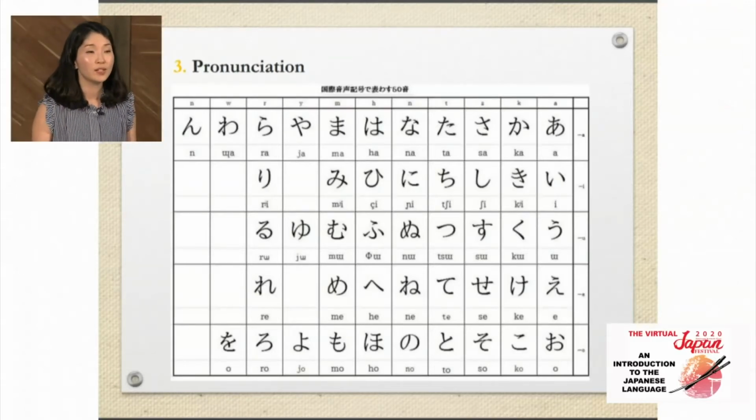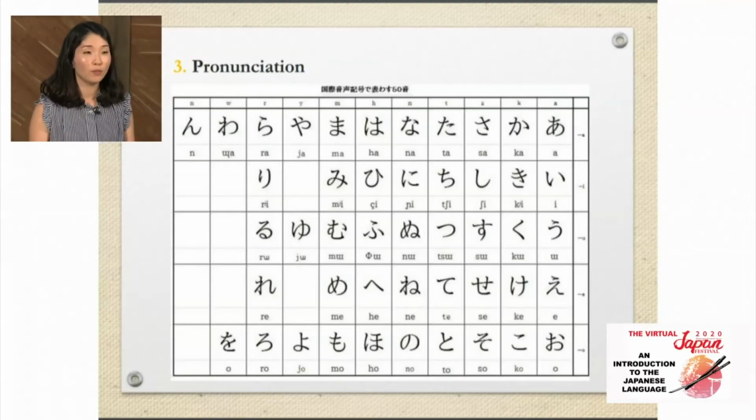Okay, now next one is W line. We have wa and then o. Now, the bottom one, it should be wo, right? But we do not pronounce the W here. It's the same pronunciation as the vowel o. So this character and the vowel o, same pronunciation.